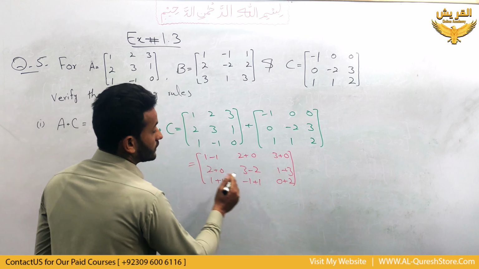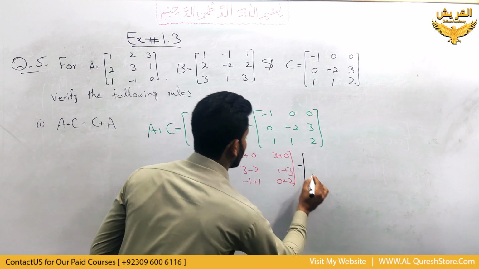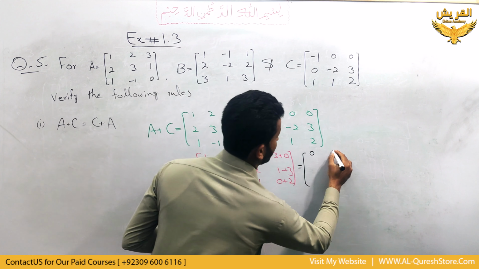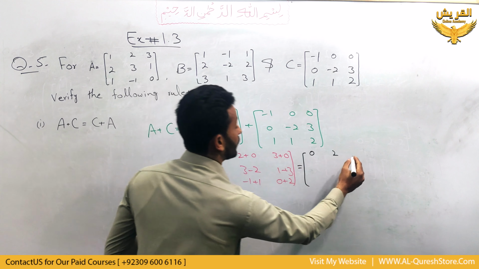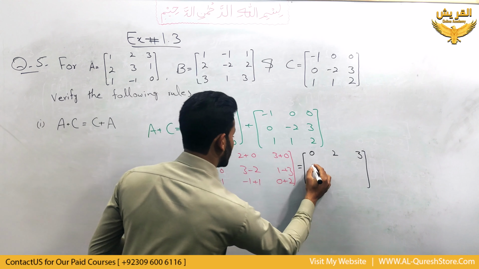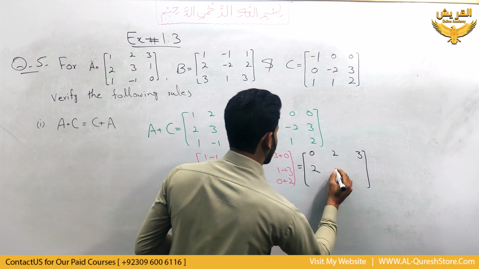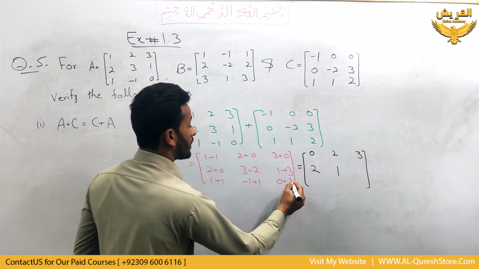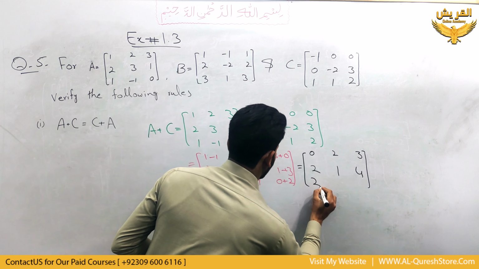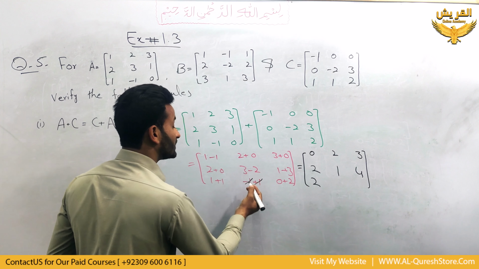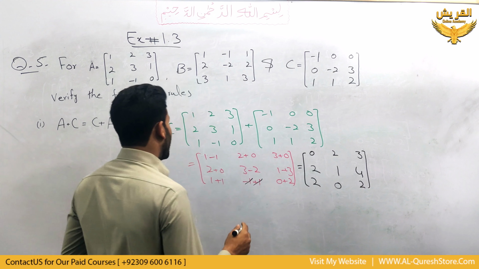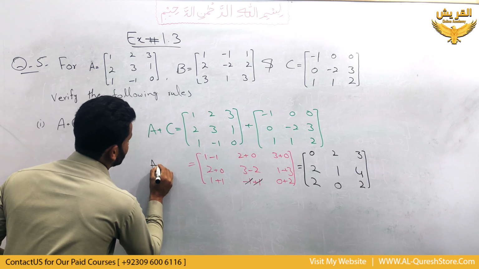By solving these values, by adding them to each other, 1 minus 1 is 0, 2 plus 0 is equal to 2, and 3 plus 0 is also equal to 3. 2 plus 0 is equal to 2, 3 minus 2 is equal to 1, 1 plus 3 is equal to 4. Next one, 1 plus 1 is 2, minus 1 plus 1 cancel each other's effect and it becomes 0, 0 plus 2 is 2. It is the value of A plus C.